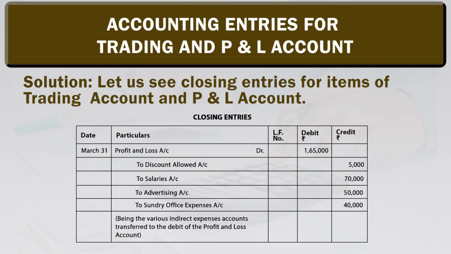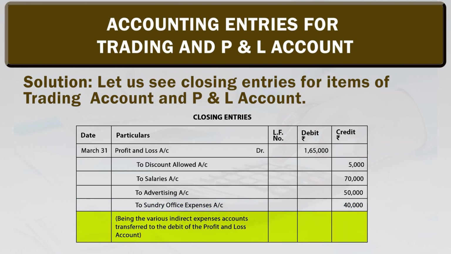Friends, total items which are at the debit side of the profit and loss account are of rupees 1,65,000. So, all these respective accounts are to be credited. The first is discount allowed, that is of rupees 5,000, salaries of rupees 70,000, advertising of rupees 50,000, sundry office expenses of rupees 40,000.